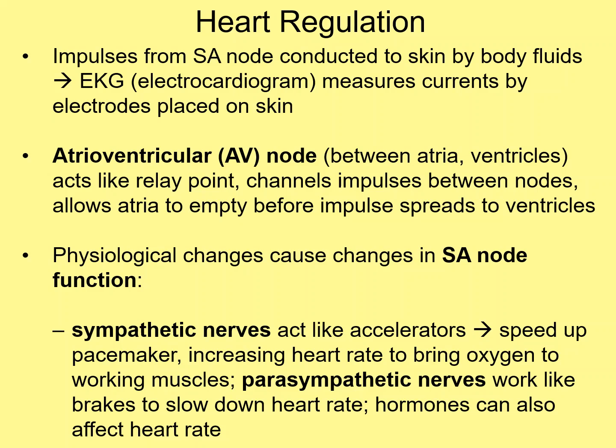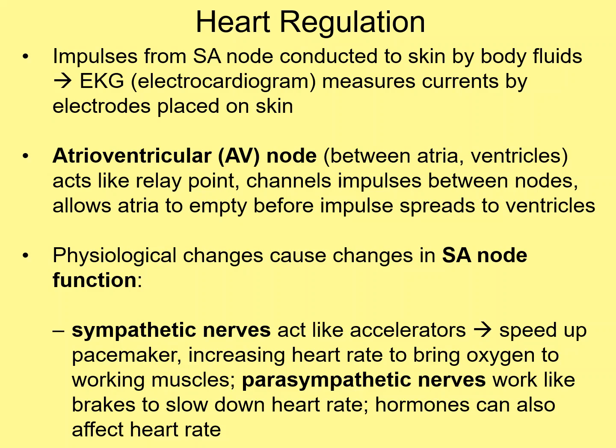In general, again, hormones can affect the function of the SA node. You have two different branches of your nervous system, and we're going to talk about this more on the last day of class when we talk about action potentials and our nervous system. So sympathetic nerves basically tend to speed up the pacemaker, increasing the heart rate, and parasympathetic nerves work in the opposite way. They work to slow down your heart rate.